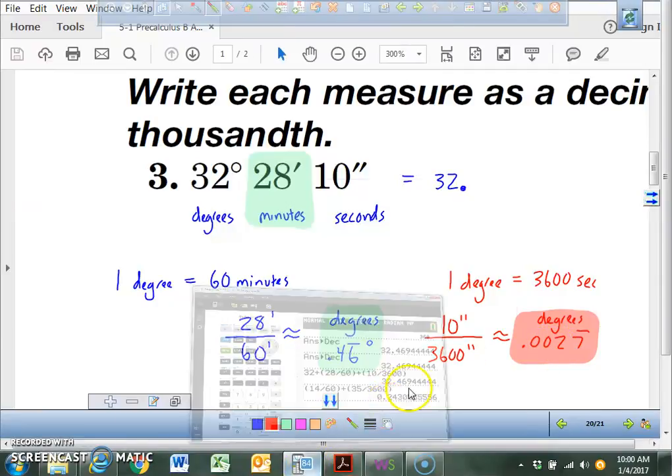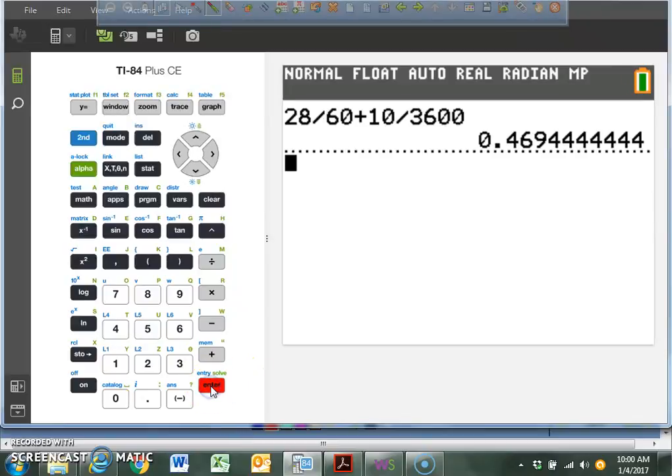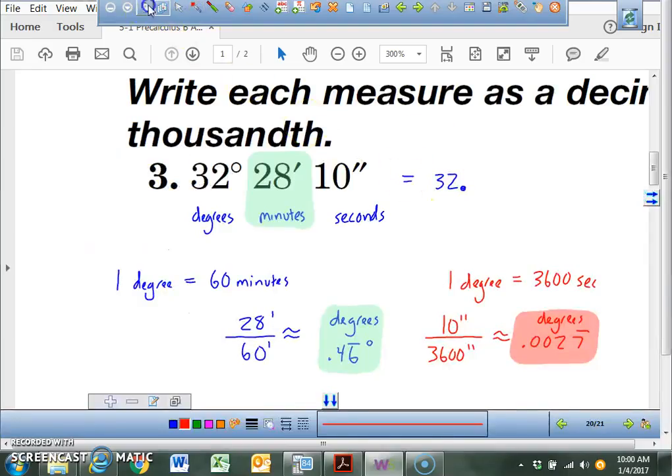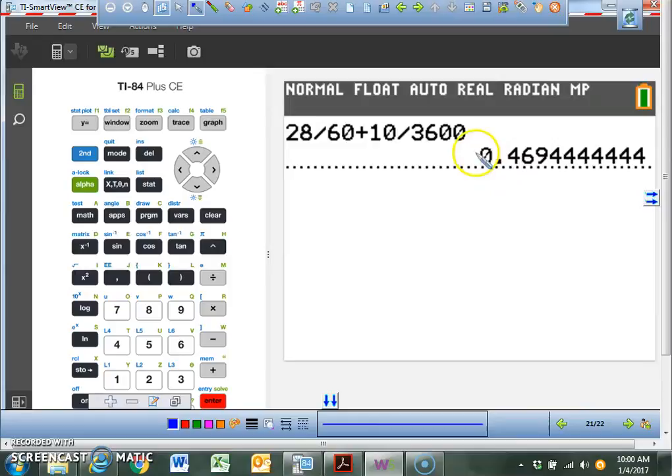So we're going to get the graphing calculator right here. Okay, to clear this out, we're going to do 28 divided by 60. We're going to add 10 divided by 3,600, and we're going to press enter. That's going to give us the best approximate value for our amount of degrees. And it said round to the nearest what? The nearest thousandth. So 28 minutes out of 60 minutes and 10 seconds out of 3,600 seconds equals this many degrees.